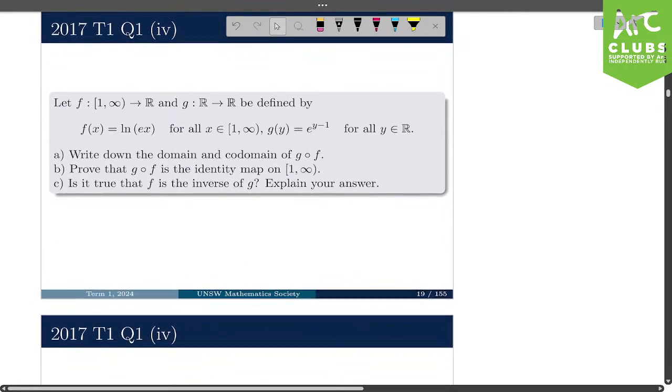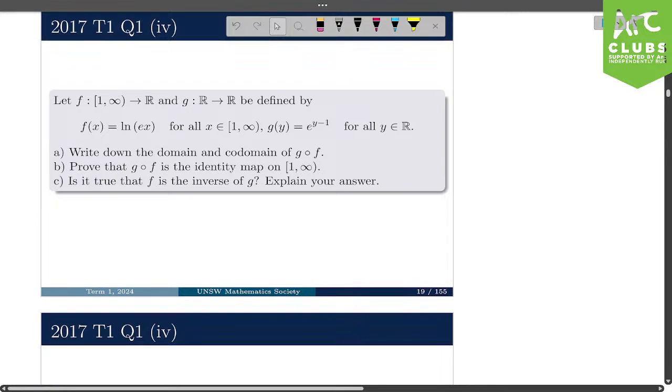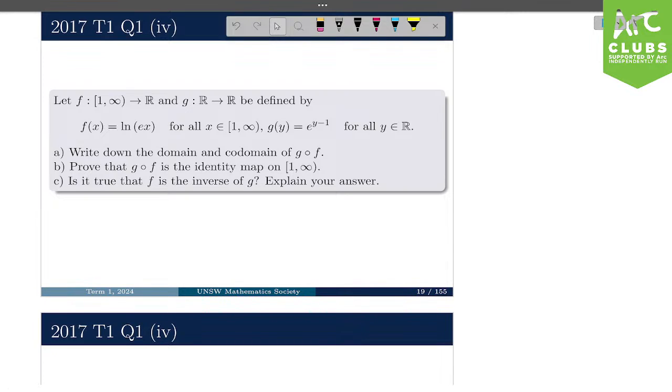All right. So we've got this question that kind of combines all we've learned so far. We've got these two functions, f, which goes from the interval 1 to infinity to R, and g, which goes from the real numbers to the real numbers. And we're trying to find the domain and codomain of the composition of them, g of f.